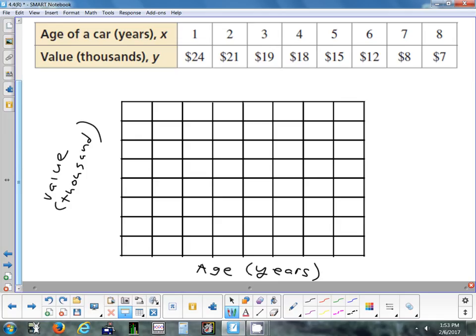Yeah, so let's put a title. What do you think a good title would be? Cars. Well, what about cars? Common colors of cars. Each age of car. Yeah, car value over time, things like that. So I'm just going to put car value. We can put over time.